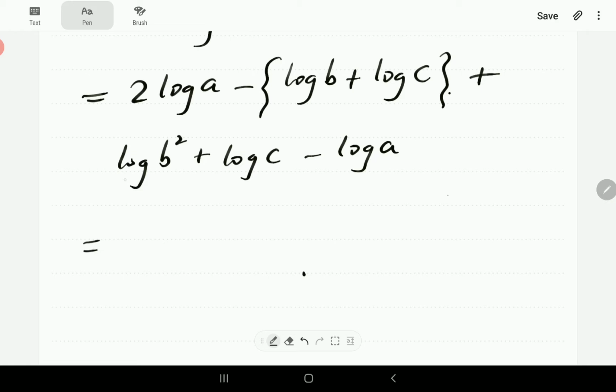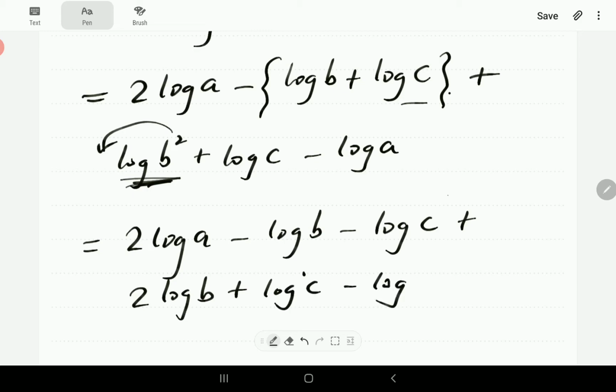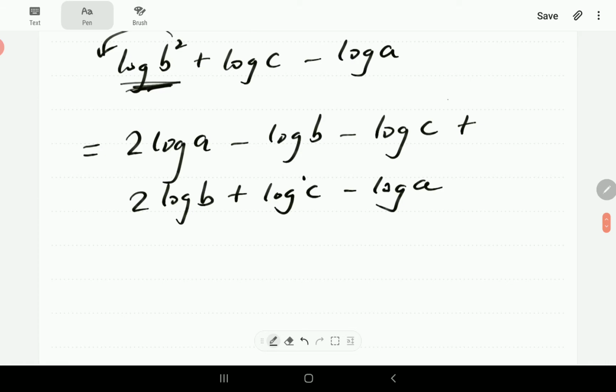What remains now is to use the property for the log of a power, and then we are almost there. So we've got 2 log A minus log B minus log C, that's this one. Then this one is going to be 2 log B, by bringing down the 2, plus log C minus log A.